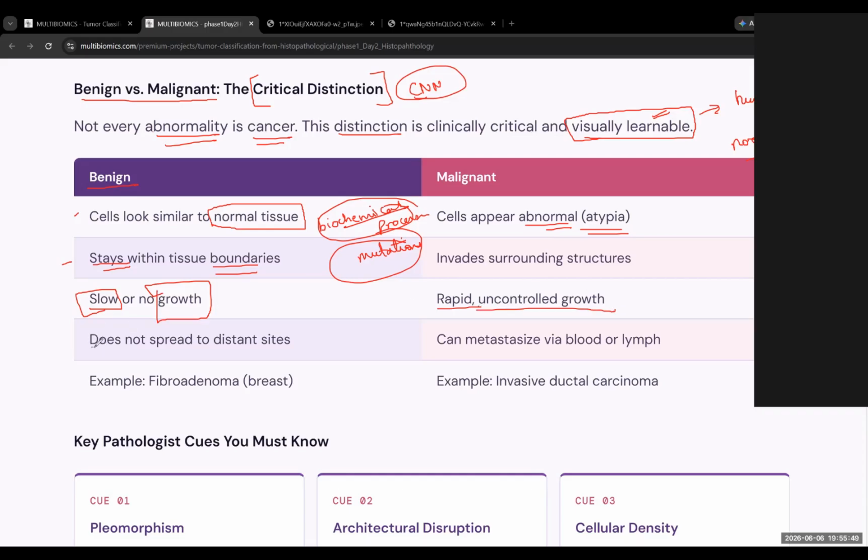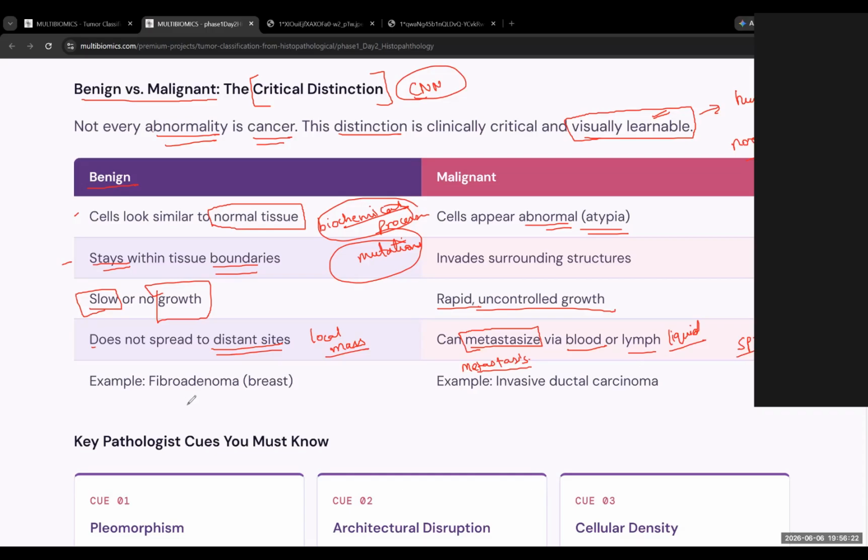Now, benign will be kind of a local mass. It won't spread to a distant site, but malignant will spread. It will reach your blood and lymph, your liquid tissues, and then it will spread to your body, and this process is known as metastasize or metastasis. So metastasis is a noun and metastasize is a verb.